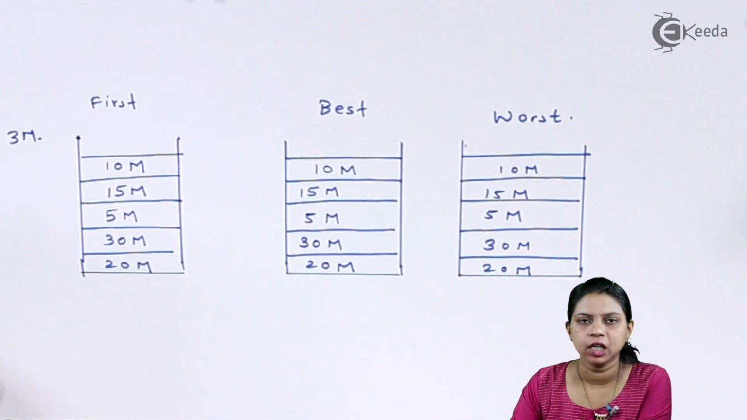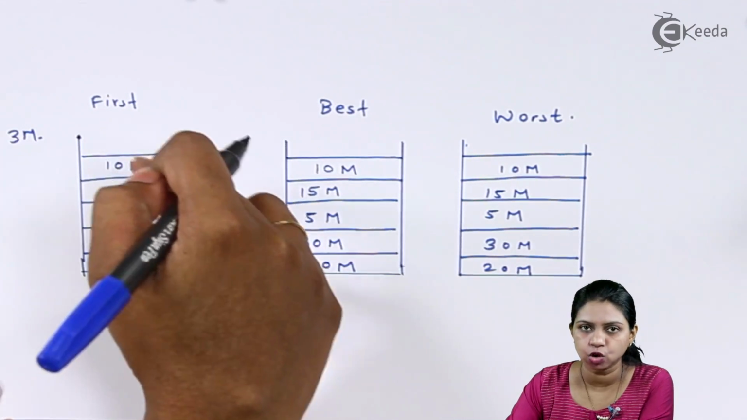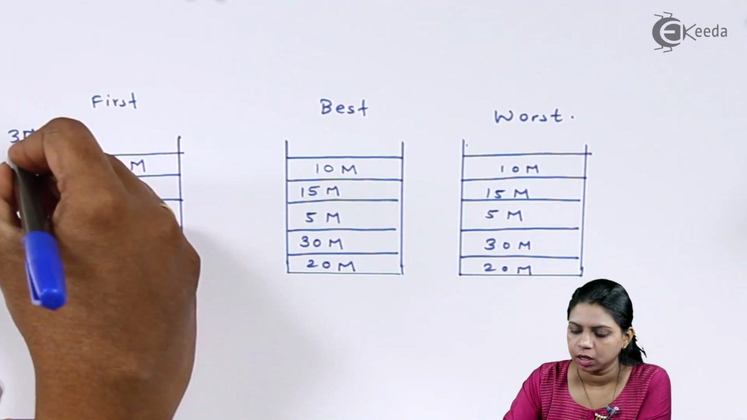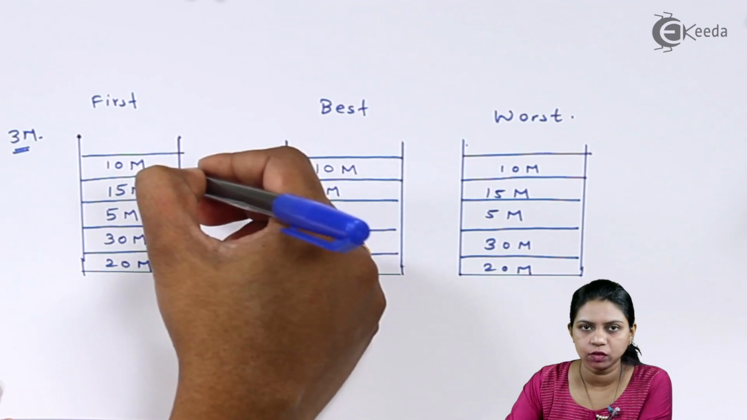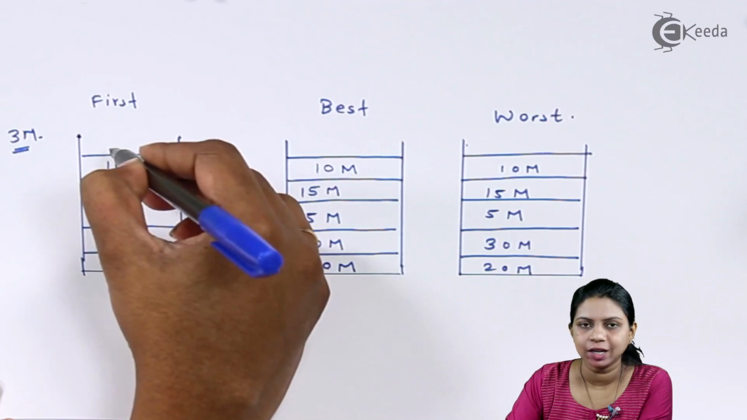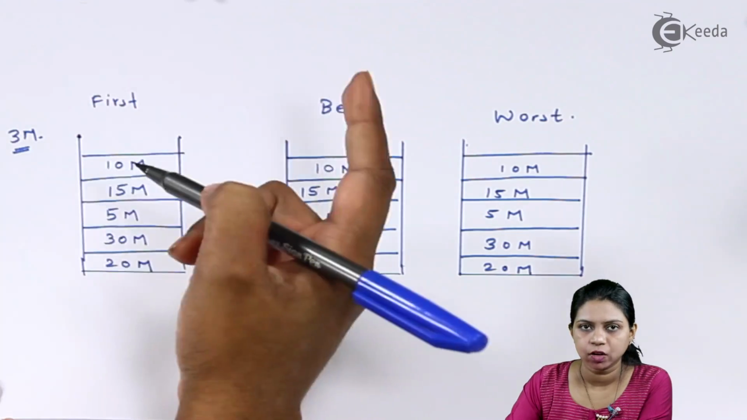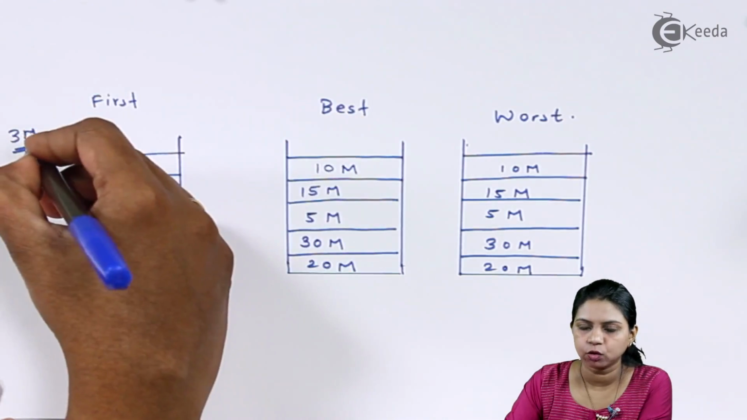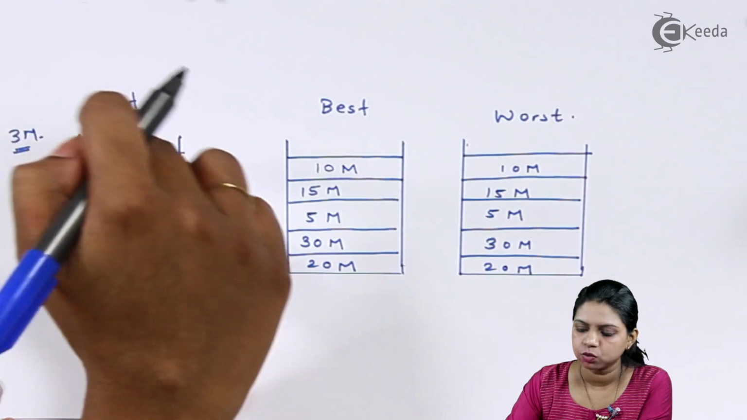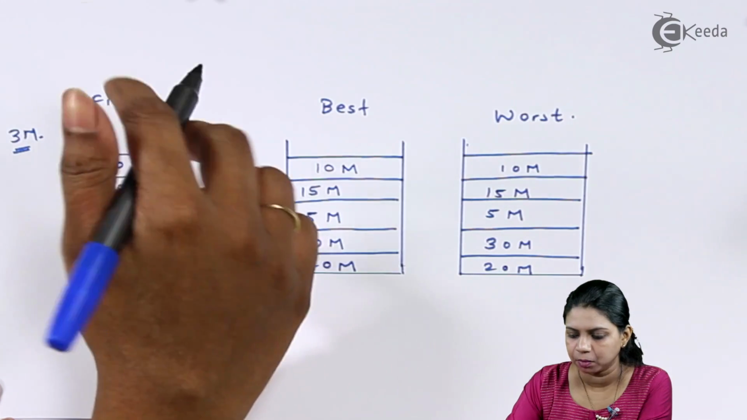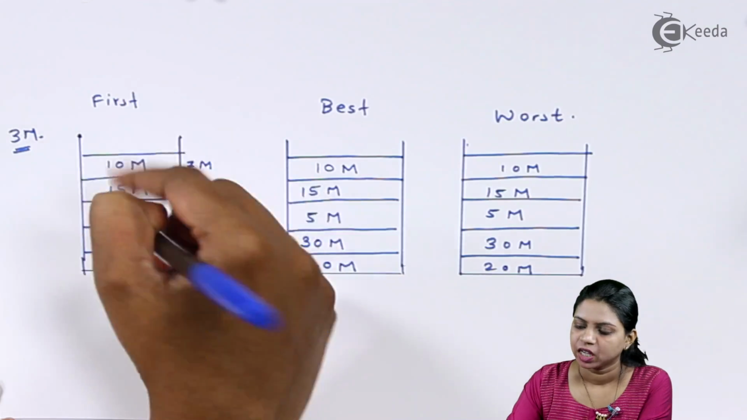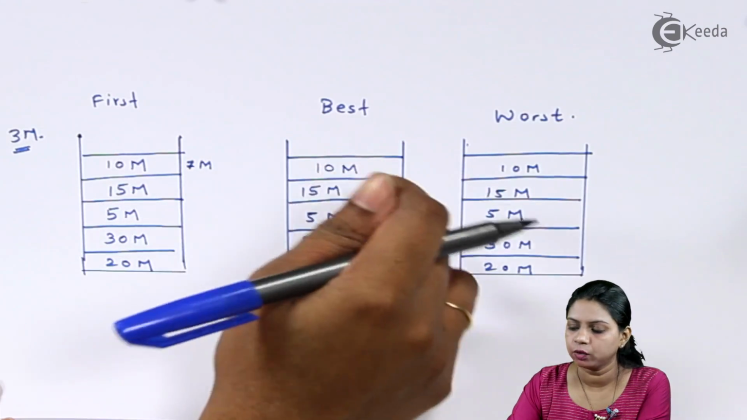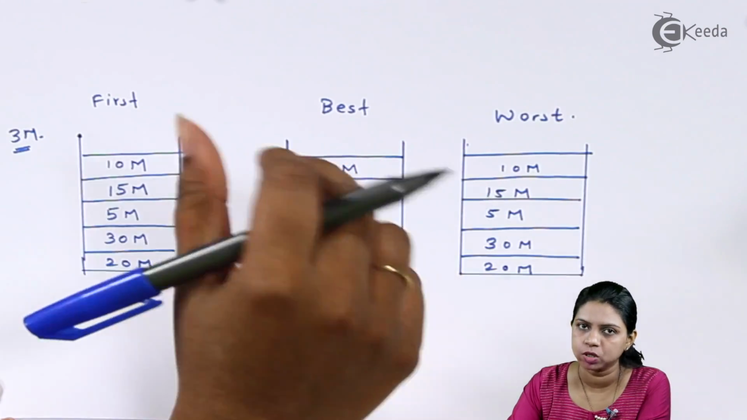In the first fit, it will allocate the first hole which is big enough. My request is of 3 MB, so if I start from the beginning of the list, I get 10 MB. So 10 MB is the first hole which is big enough to satisfy 3 MB. So 3 MB will get allocated in this 10 MB. So here there will be a wastage of 7 MB.